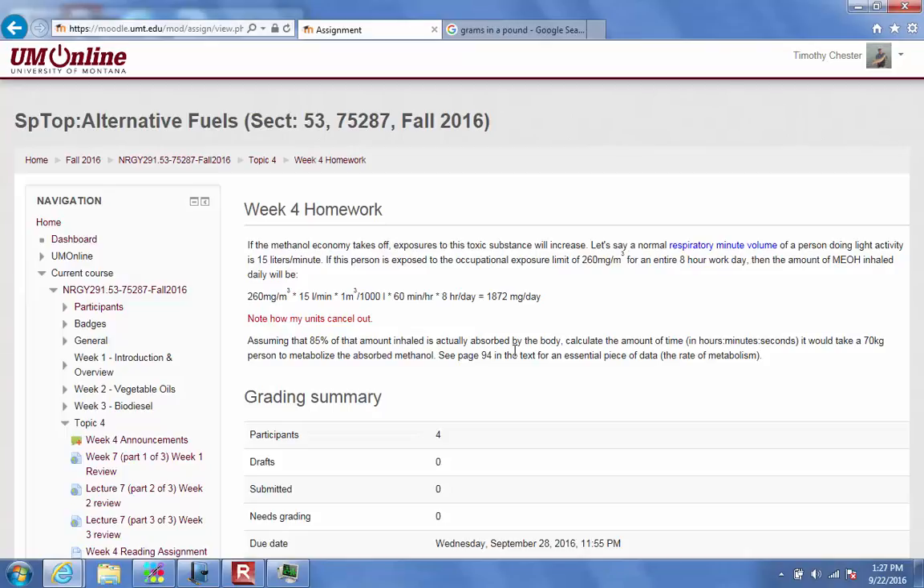So we need to figure out the time in hours, minutes, seconds. How long would it take a 70 kilogram person to metabolize the absorbed methanol? Okay, that's going to be important because that'll tell us the absorption, right? Page 94 in the text has the rate of metabolism, so you need to take a look in your textbook and find that information. But let's take a look at what the equation would look like to get started on this problem. We're going to pick our important information out of there and draw that up into an equation. And like I said, we'll get you started on the whole process and let you work it from there.